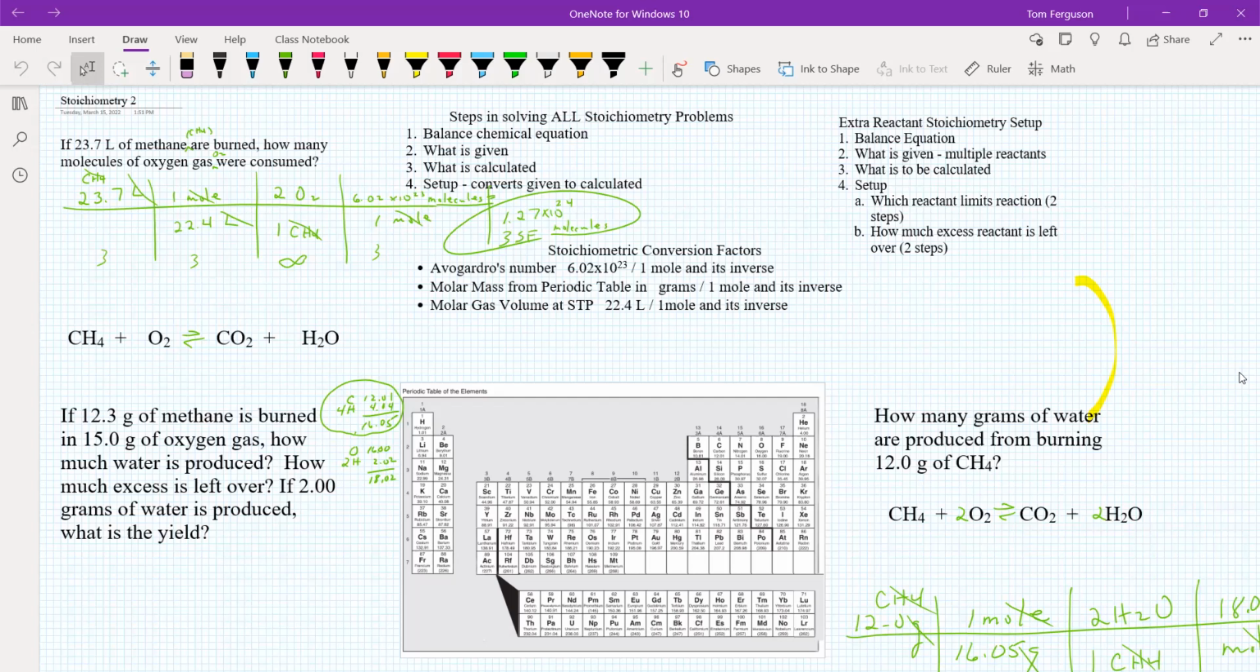All right, so normally on all my problems, you're gonna have to do 3 parts. You have to figure out which limits the reaction, how much product you produce, and lastly, how much excess do you have left over of the one that you don't use up.